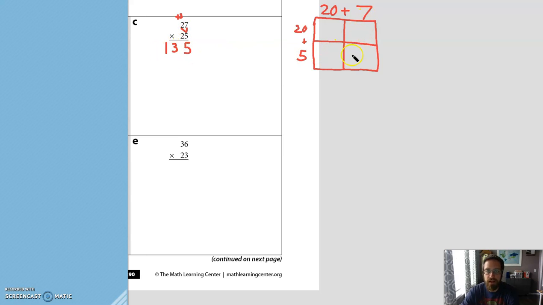So let's see if I did 5 times 7 in the area model. That would be 35. And 5 times 2 is 10, so 5 times 20 would be 100. And if I added those together, that would get me 135, which is what I got.